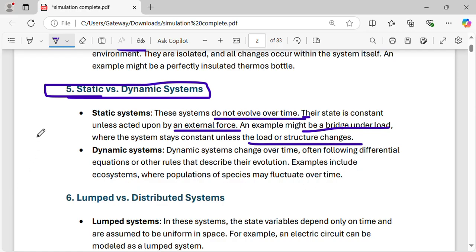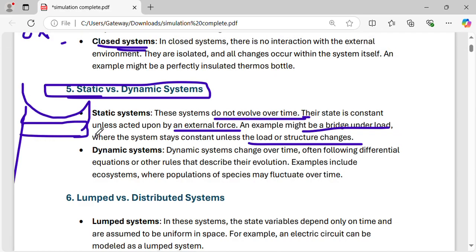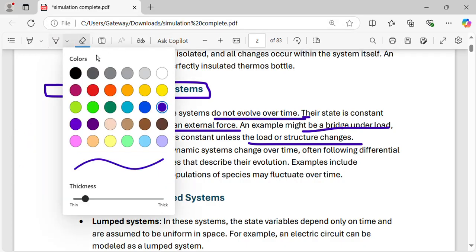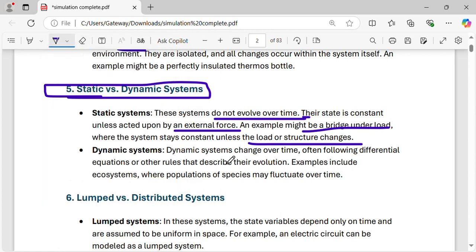For example, this is a bridge that is built to connect two cities. So this is always going to be the same unless something happens, for example, some bad thing like an earthquake or anything else. But it's still always going to be the same system.